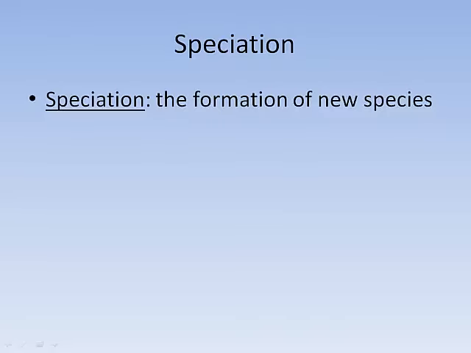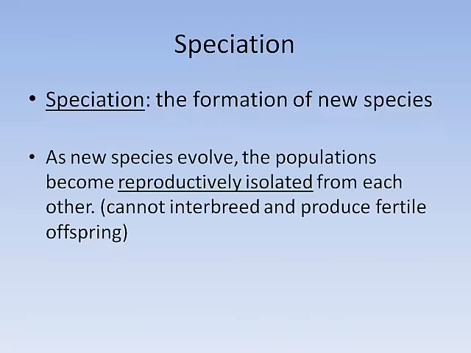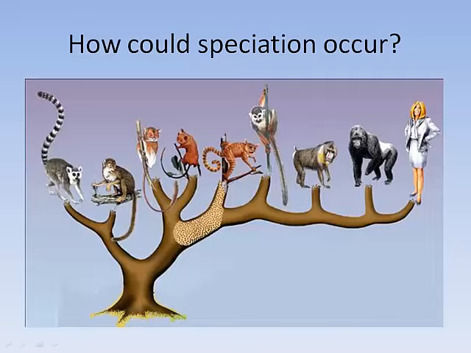Speciation is the formation of new species. When new species are formed or evolved, the populations in each species become reproductively isolated from each other. In other words, they can't interbreed and produce fertile offspring. They might be like a horse and a donkey, which can breed and produce offspring, a mule, but the mule is not fertile. So how does speciation occur?